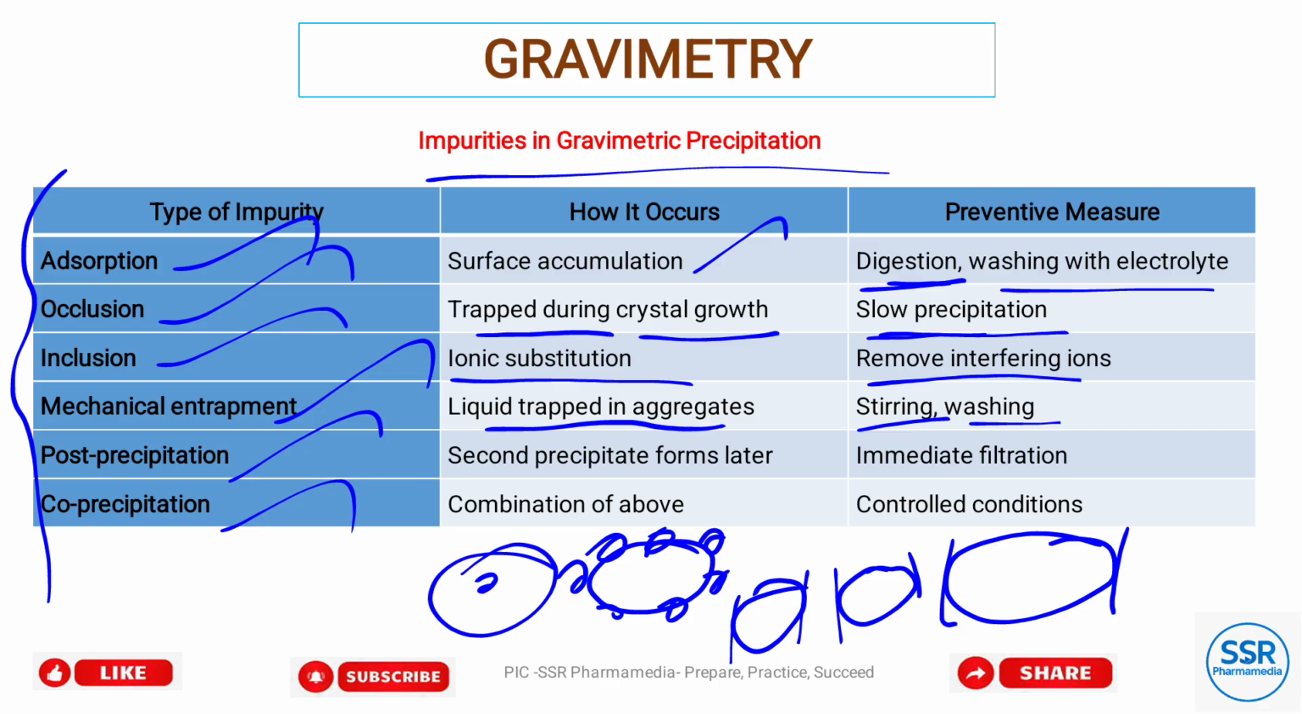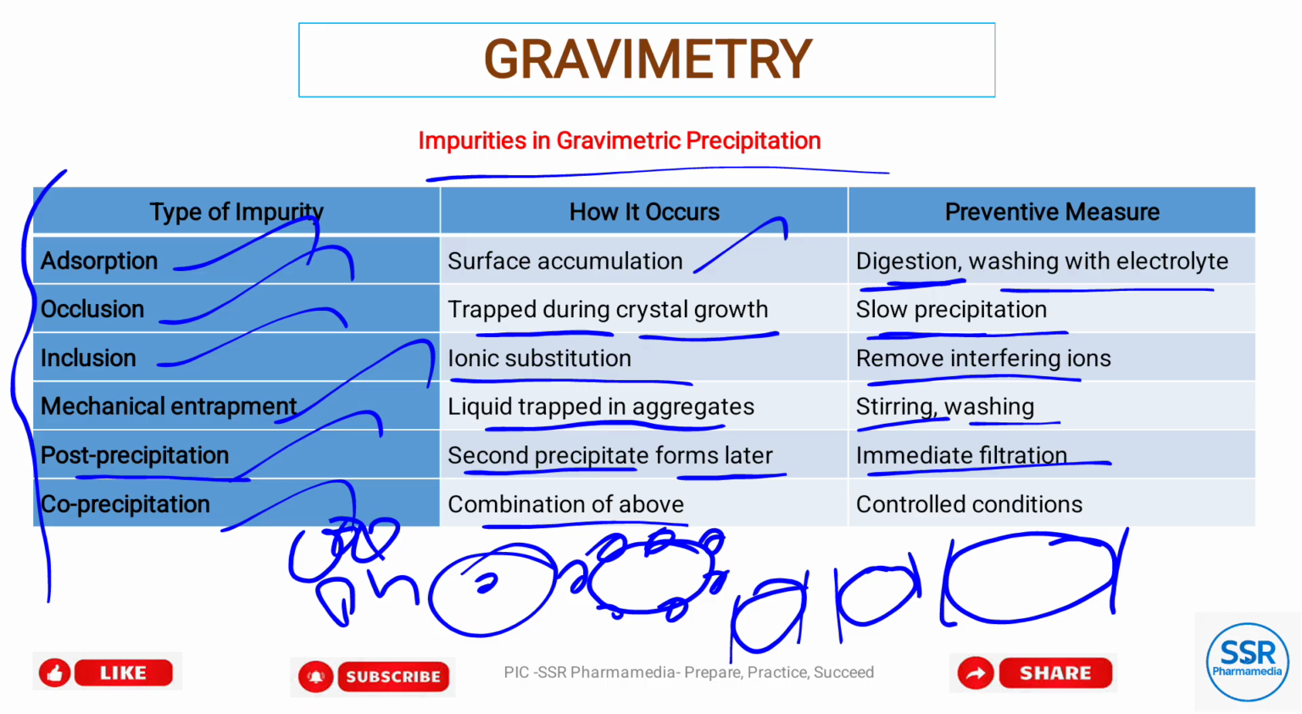Post-precipitation means a second precipitate forms later, and it is prevented by immediate filtration. Co-precipitation means a combination of the above. If we want to precipitate one ion, calcium, and suppose phosphate is there, first calcium and phosphate both get precipitated. This is called co-precipitation. Post-precipitation means first the calcium ion precipitates, and later on the phosphate ion precipitates. So it is called post-precipitation.